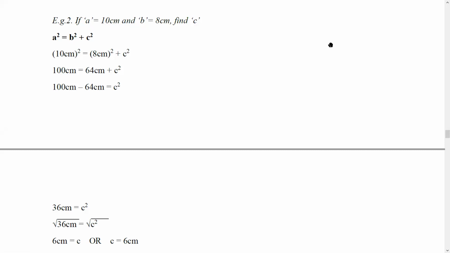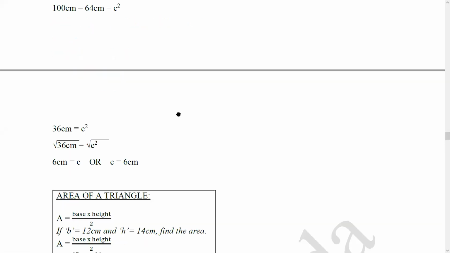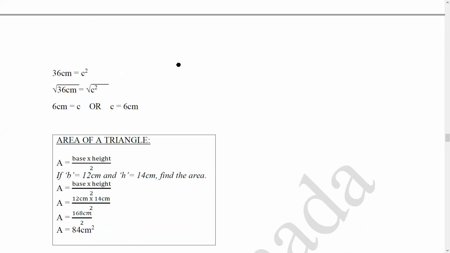Okay, great. So let's see. The area of a triangle now is base by height over 2. So if base is equal to 12 and height is 14, and we are asked, okay, just a minute, that's the fish one.